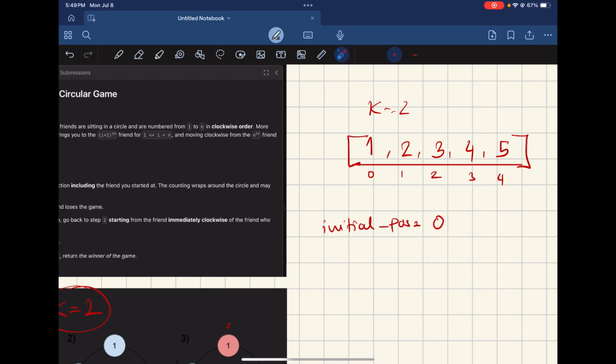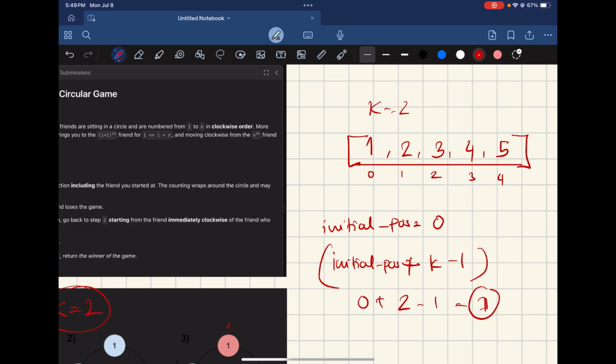And how are we going to do that? To find the position of the guy who is going to get eliminated, it's going to be initial position plus k minus 1, right? So that's going to be 0 plus 2 minus 1. Why are we doing minus 1? Because he's basically 1 over here, but in index terms, he's basically 0, right? So initial position plus k minus 1 is going to give me 0 plus 2 minus 1, which is going to be 1. So whoever is sitting at index 1 is going to get eliminated, right?